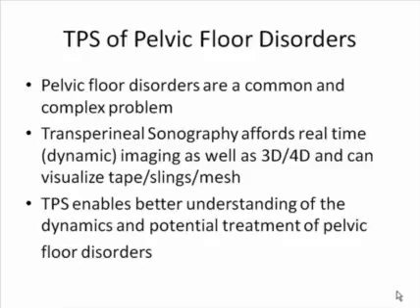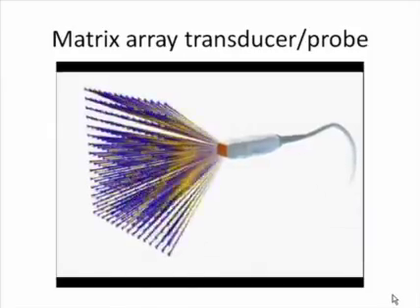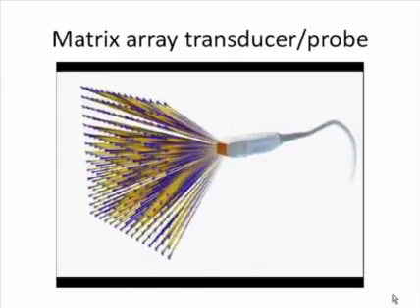So in summary, transperineal imaging of pelvic floor is a common problem, and it's a somewhat complex problem. But with ultrasound, we can see the tapes, the slings, the meshes in both 3D and 4D format. It enables better understanding of the dynamics and potential treatment for patients with pelvic floor disorders. And I think the role of matrix array in the near future will be significant in allowing us to see this in real time.